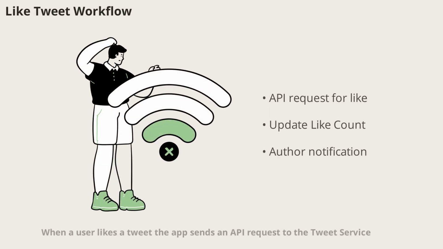When a user likes a tweet, the app sends an API request to the tweet service. The service updates the like count in the tweet table and triggers a notification to the tweet's author. This workflow ensures that engagement is recorded and authors are kept informed, maintaining the interactive nature of the platform.